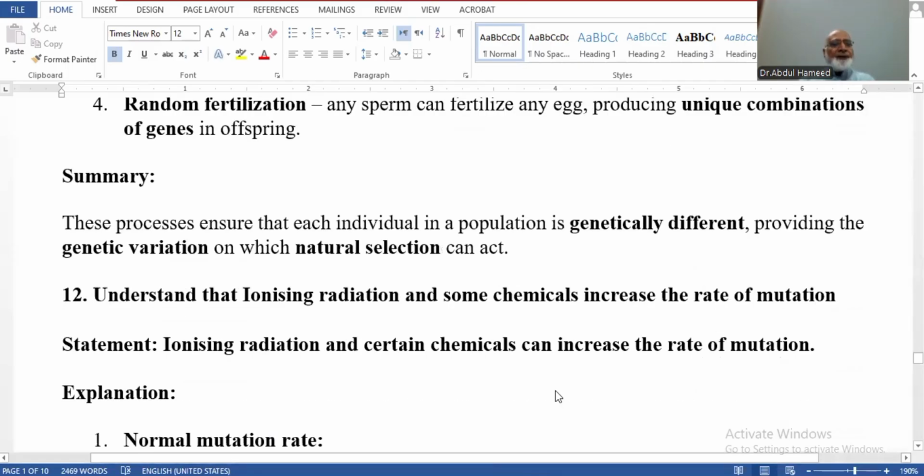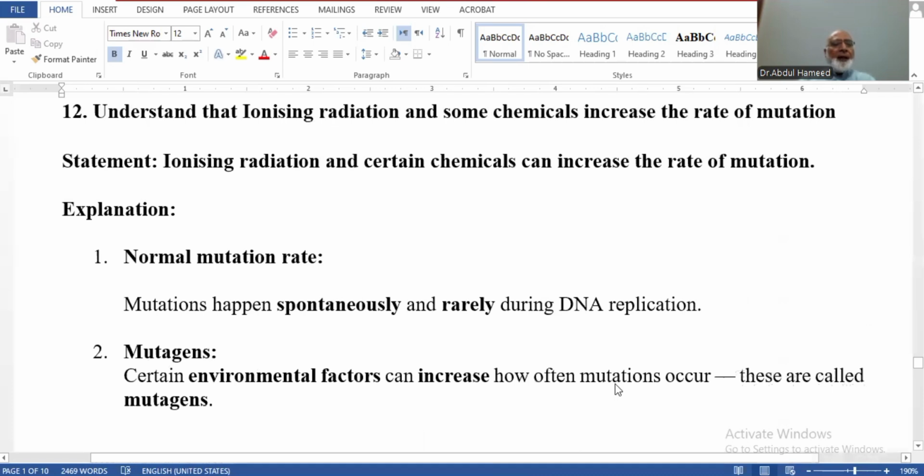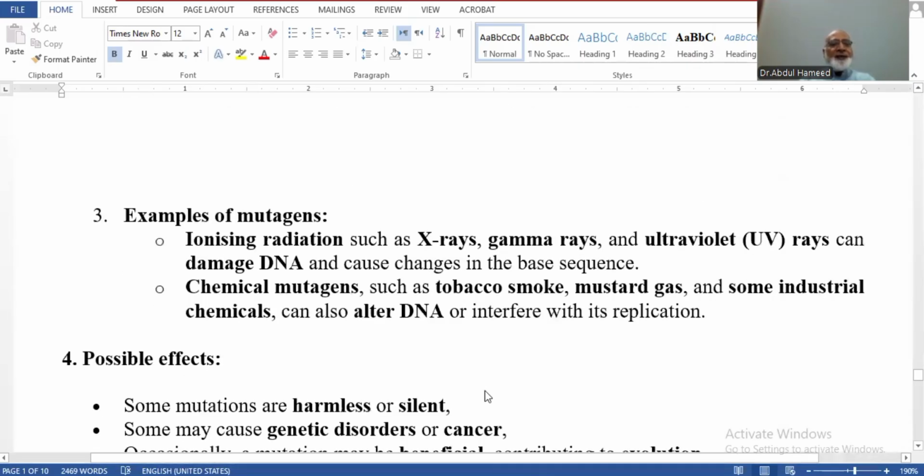The last subtopic of this subunit, inheritance: understand that ionizing radiation and some chemicals increase the rate of mutation. Mutation is there, but the rate of mutation may become increased. Ionizing radiation and certain chemicals can increase the rate of mutation. Explanation: a normal mutation rate happens; mutations may occur spontaneously, meaning by nature, by themselves, and rarely during DNA replication. Mutagens, certain environmental factors, can increase how often mutations occur. These are called mutagens, and examples of mutagens are given.